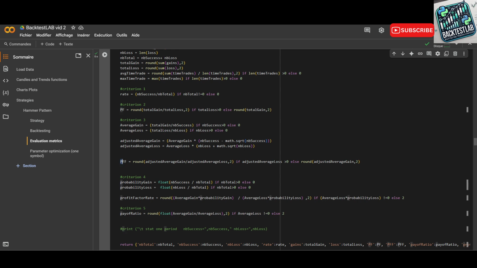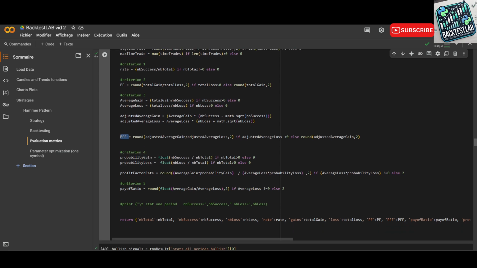And we can have also another pessimistic version of the profit factor, which is called the pessimistic profit factor, which is going to be the adjusted average gain, as you can see how we calculated it, divided by the adjusted average loss. So when you have, for example, a value of 2 for the profit factor, the pessimistic profit factor is always going to be less than that.